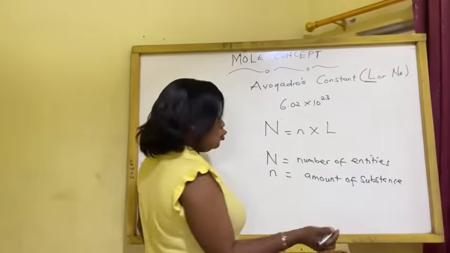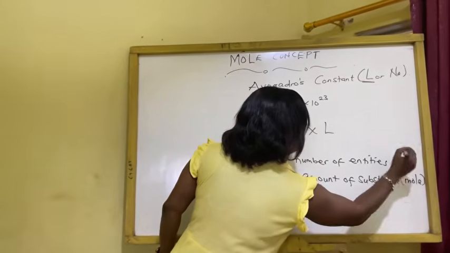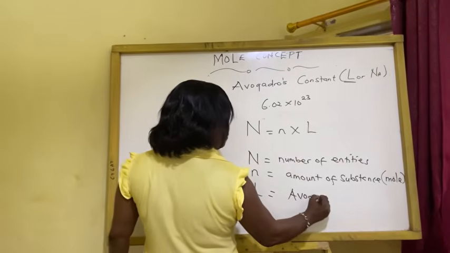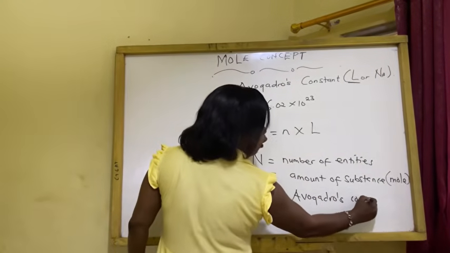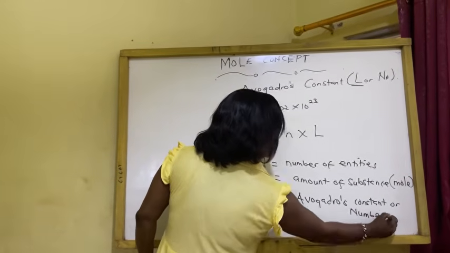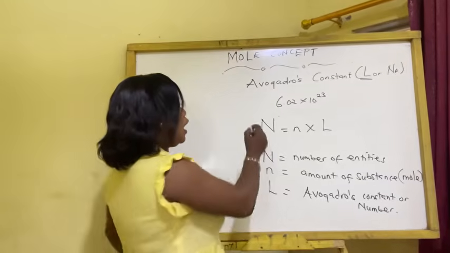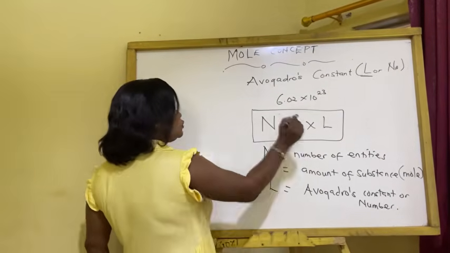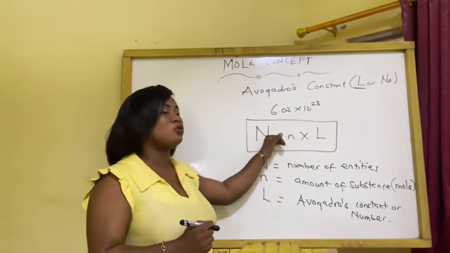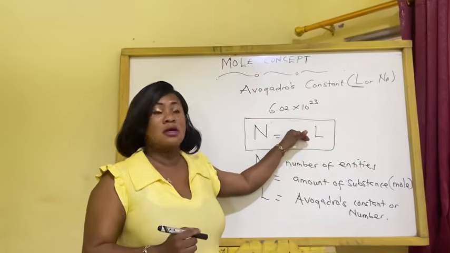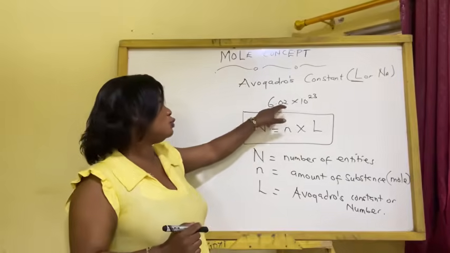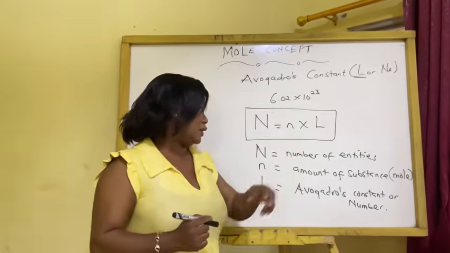Or simply put, the mole. And then our L comes in, which is the Avogadro's constant or number. So it means that this is how the amount of substance is related to the Avogadro's constant. So the number of entities is always equal to the amount of substance times the Avogadro's number, which has been found out to be 6.02 times 10 to the power 23.